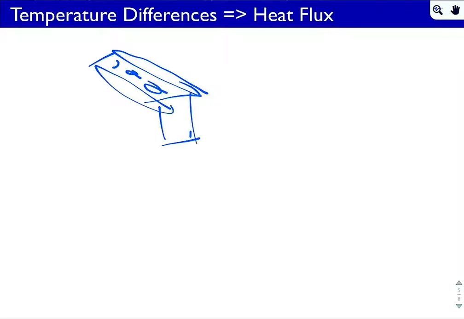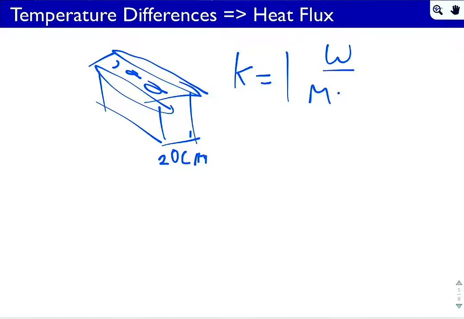I forget what these are called, cinder blocks, which are about 20 centimeters wide. They have a K of about 1 watt per meter Kelvin. And let's say our temperature difference is, I don't know, an inside temperature might be 70 degrees in the winter, so we say 20 Celsius.